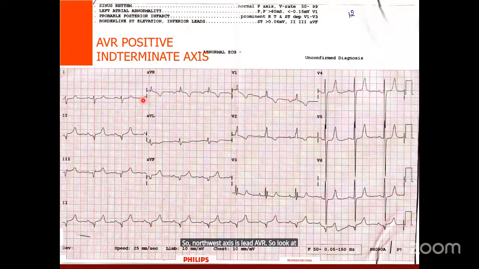So look at this ECG here. None of my 5 leads, L1, L2, AVF, is showing a positive QRS complex. L3 is not showing positive.